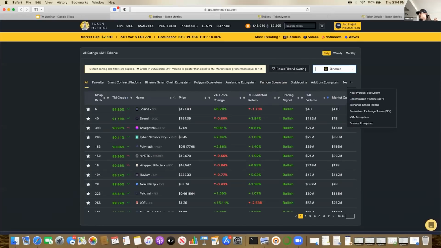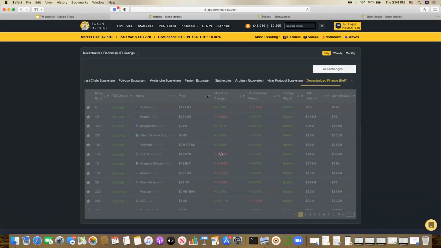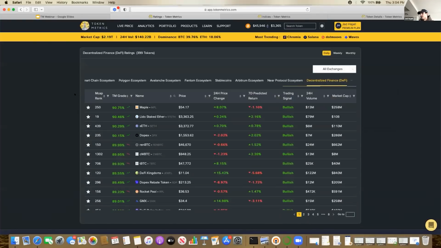Another feature is we also have these sector specific ratings. So if I want to trade only DeFi tokens, I can click on the DeFi sector and then it will give me all the coins that are in DeFi ranked by TM grade. For example, as of the past few days, the best rated coin in DeFi has been Maple with a grade of 90.75.